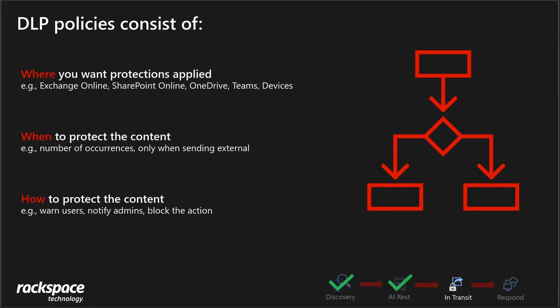For internal things, you could have it say it's not unusual for people to share these kind of documents once or twice, but if they've done like 100 in the last 24 hours, maybe we should block that and alert on that, things like that. And then how? So again, you warn, notify, block, any kinds of things.